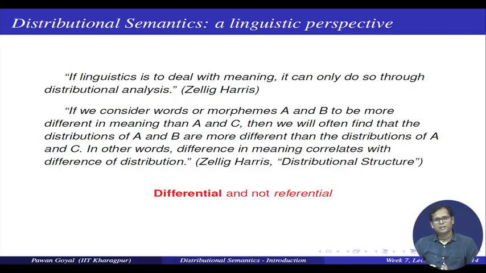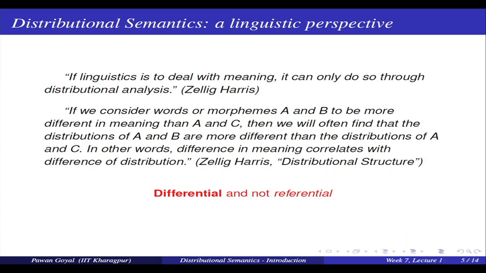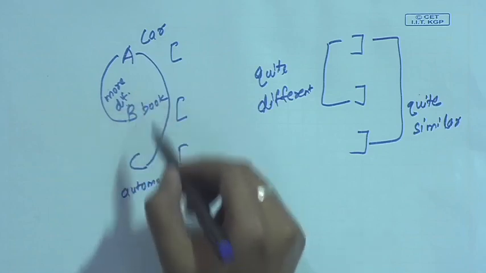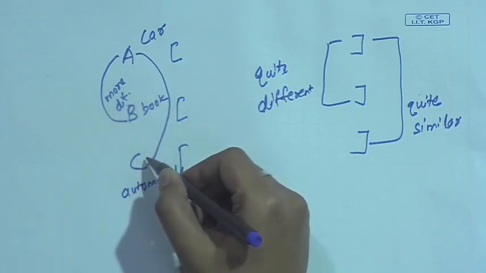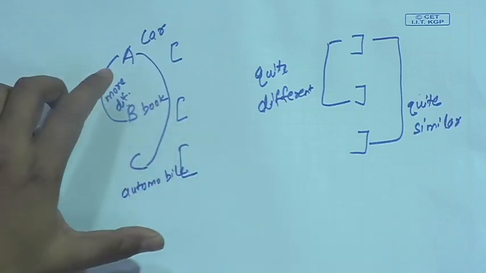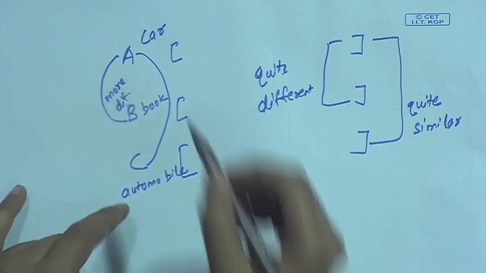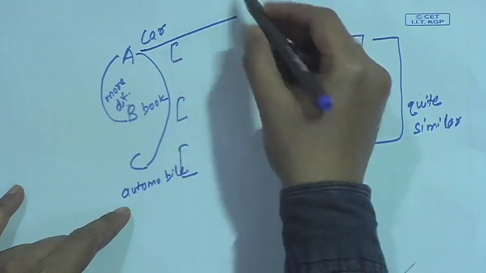Now, what is another important thing here? The distributions that we are capturing, whatever semantics they allow me to handle, are all differential, not referential. What is the difference between the two terms, differential and referential? Again, look at the same example of the three words car, book and automobile. The semantics I am capturing is only differential but not referential. So, I cannot say what is the meaning of car.